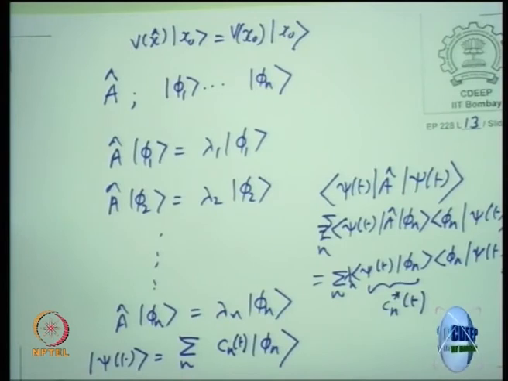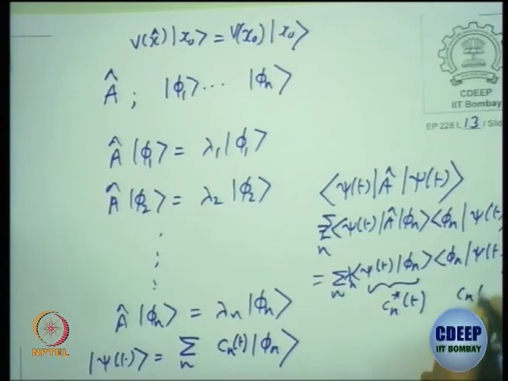Cn star of t. And what about this? Cn of t. Is that right? From here you can write Cn of t as phi n with psi of t. Is it straightforward that you can see that these are the tricks you have to use when you do the computation? Go to the eigen basis of an operator and try to make use of this eigen basis.